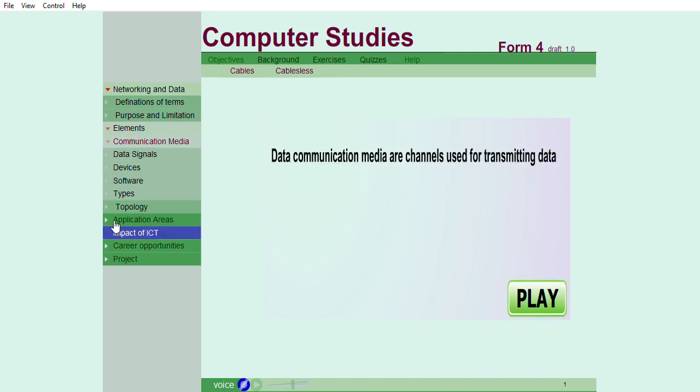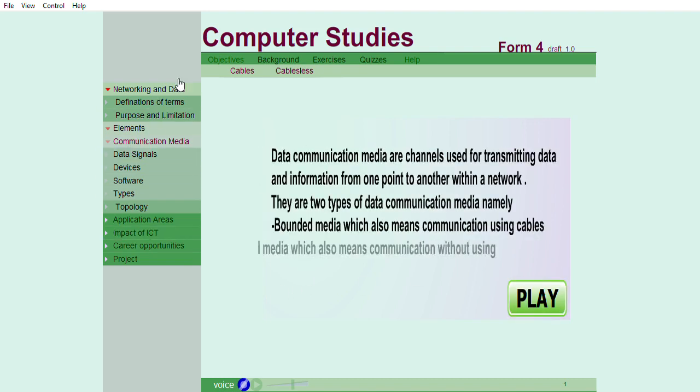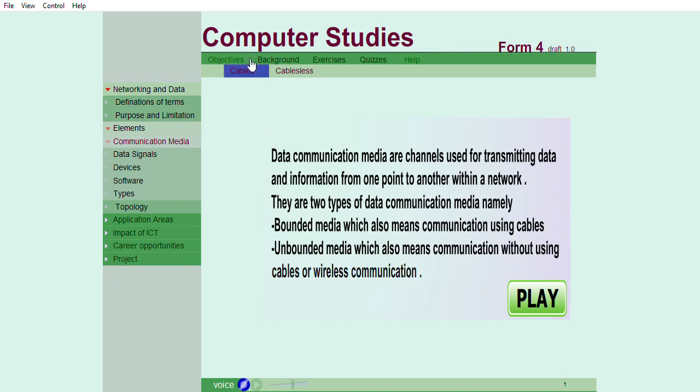Data communication media are channels used for transmitting data and information from one point to another within a network. There are two types of data communication media, namely bounded media, which means communication using cables, and unbounded media, which means communication without using cables, or wireless communication.